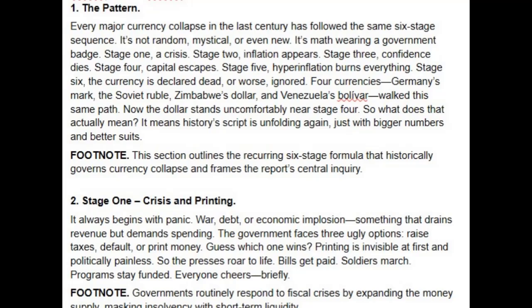Now the dollar stands uncomfortably near stage 4. So what does that actually mean? It means history's script is unfolding again, just with bigger numbers and better suits. Footnote. This section outlines the recurring 6-stage formula that historically governs currency collapse and frames the report's central inquiry.